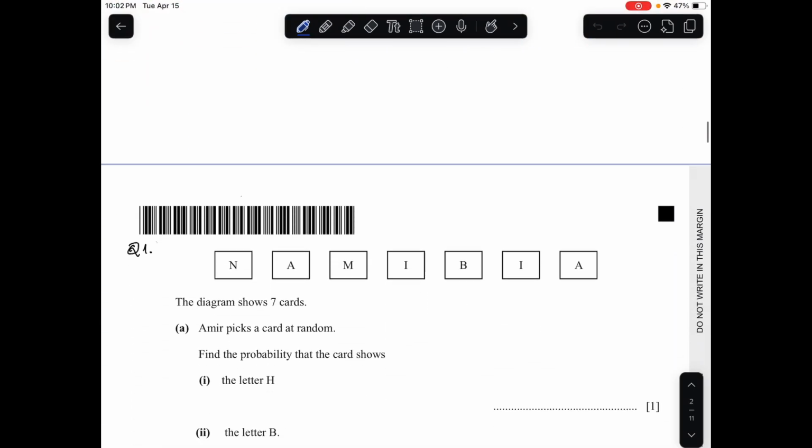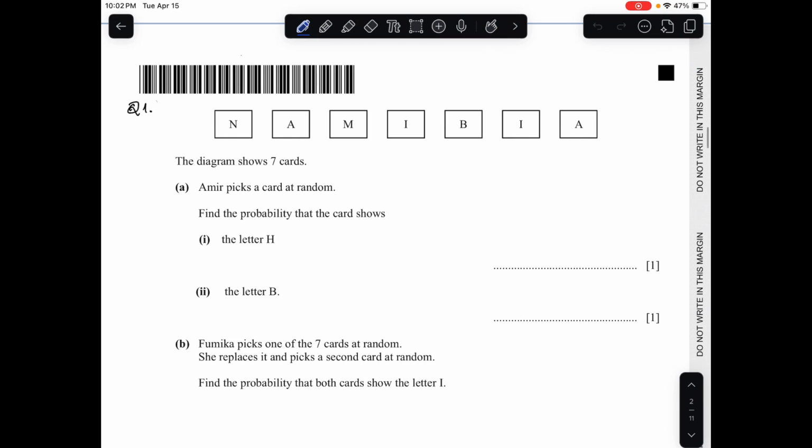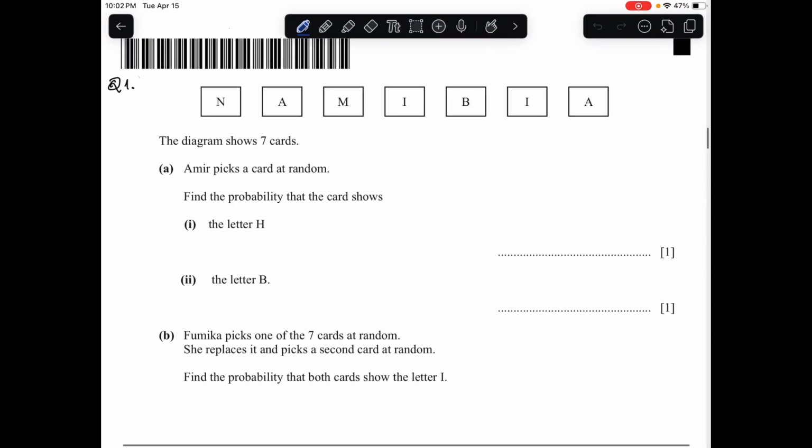Let's begin. So the first question is a typical question about cards. The diagram shows 7 cards. Amir picks a card at random. Find the probability that the card shows the letter H. In such questions, it's pretty easy because it's 1 mark. So you have to think about how many cards have the letter H.